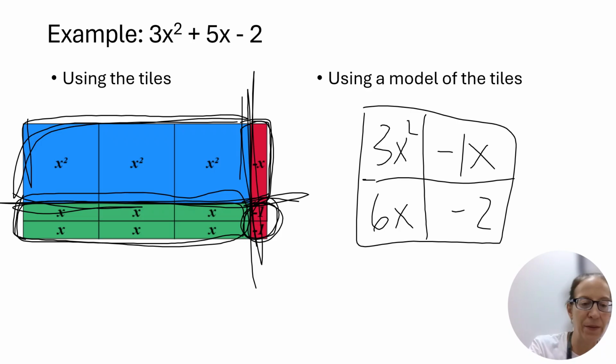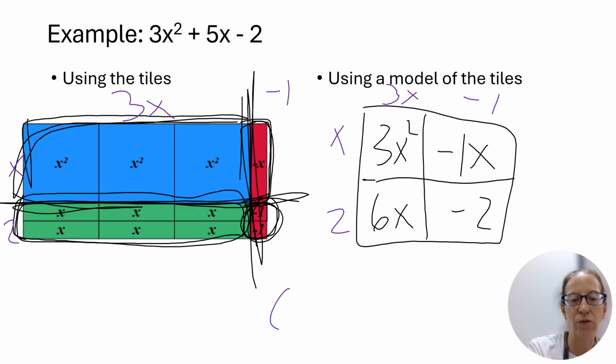And looking at the tiles, if we were to try to get the factors, I'd have 3x minus 1. So we could write that as 3x minus 1. And then over here, I have x plus 2.